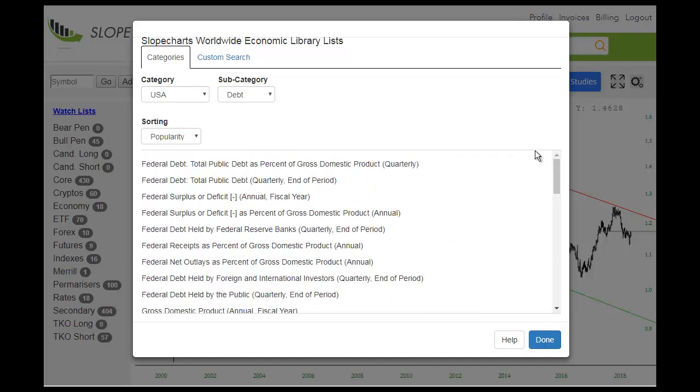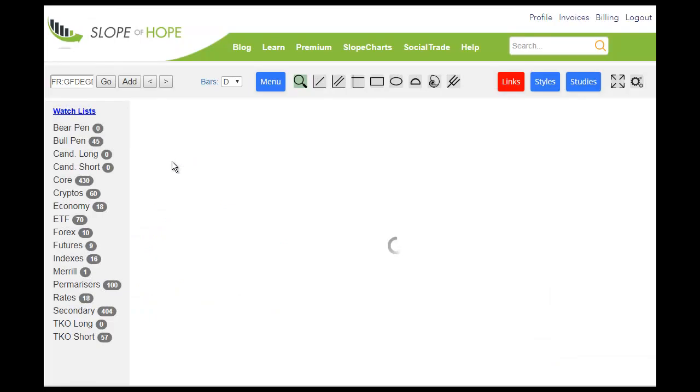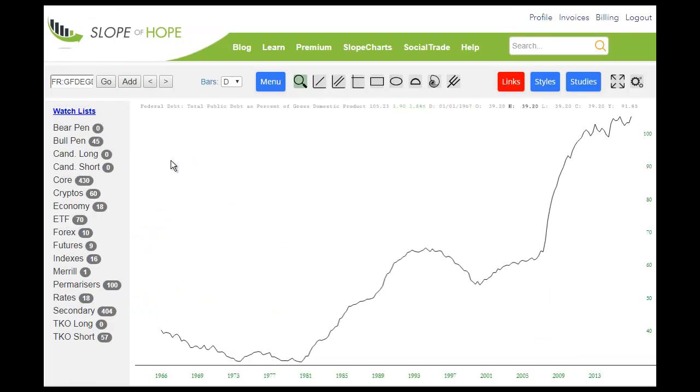In some cases there are hundreds, but right at the top is the most interesting of all, which is the federal debt, which has been climbing. This is as a percent of GDP. So in this instance, we went from a debt of about 30% of the gross domestic product of the United States, and now we're into the triple digits.